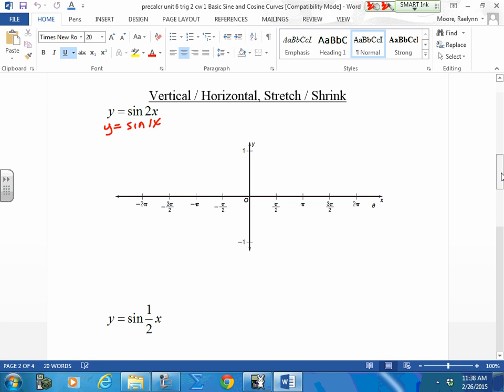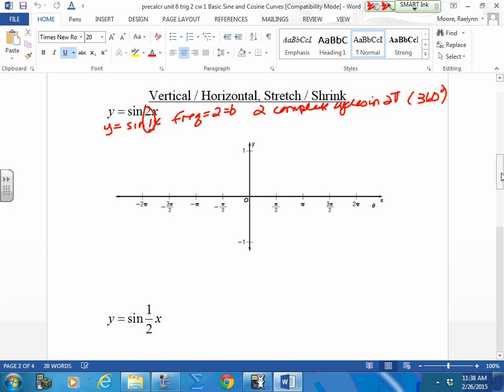Your basic sine curve was a 1. So your frequency is now 2. And so that tells me I have 2 complete cycles in 2 pi. Watch. I'm going to use degrees for a minute. I have 2 complete cycles in 360. I need to go like this. 1, 2, before I hit 360.